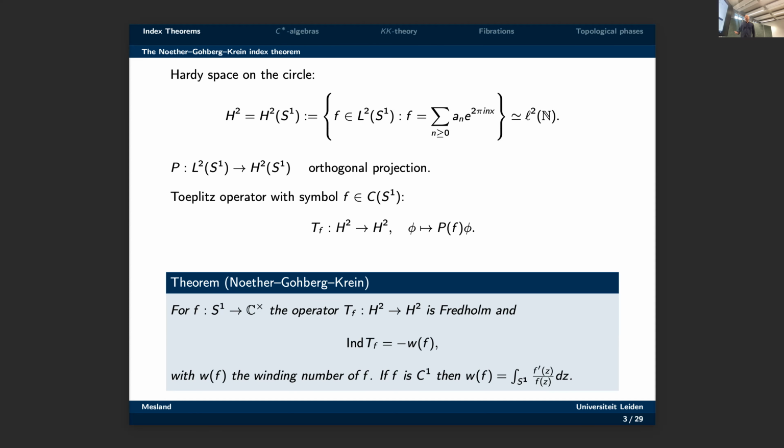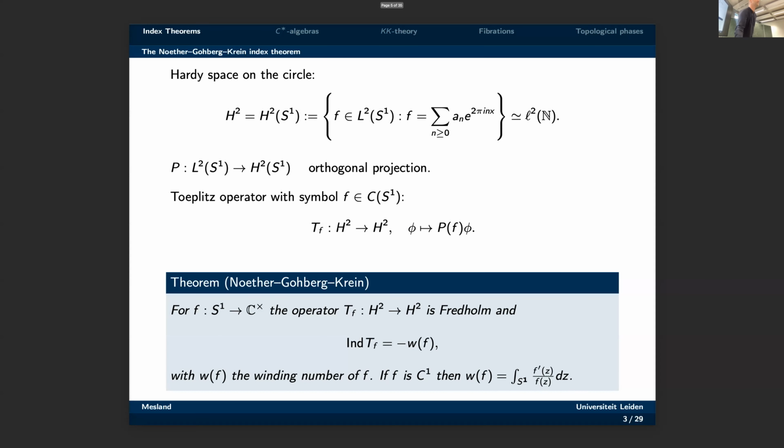And if f is sufficiently regular, so say C1, then you can actually even compute the winding number by an integral formula, as I've written over there. And this is a prototype of an index theorem, because first we relate an operator theoretic index to a topological object. And secondly, we compute this using some differential topology. And that's really the blueprint for what we want to do in non-commutative geometry as well.